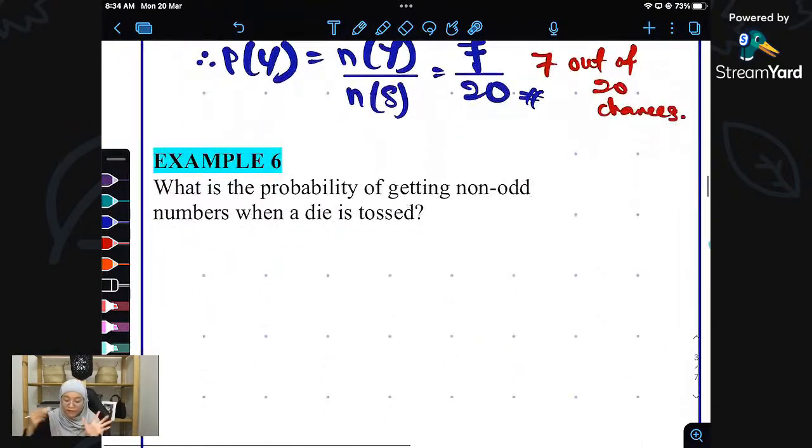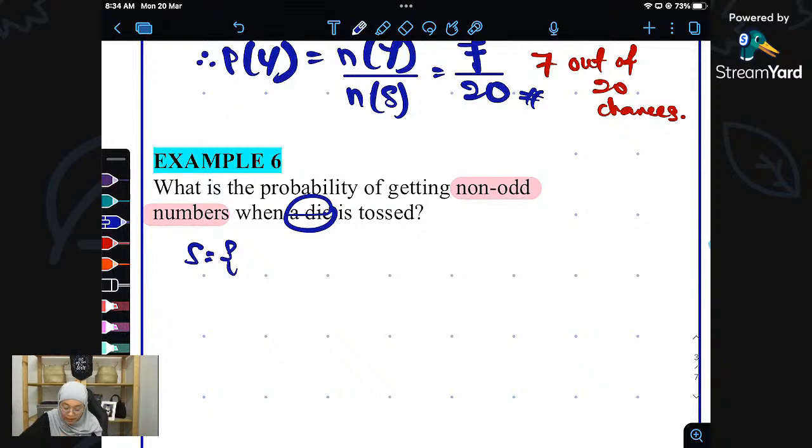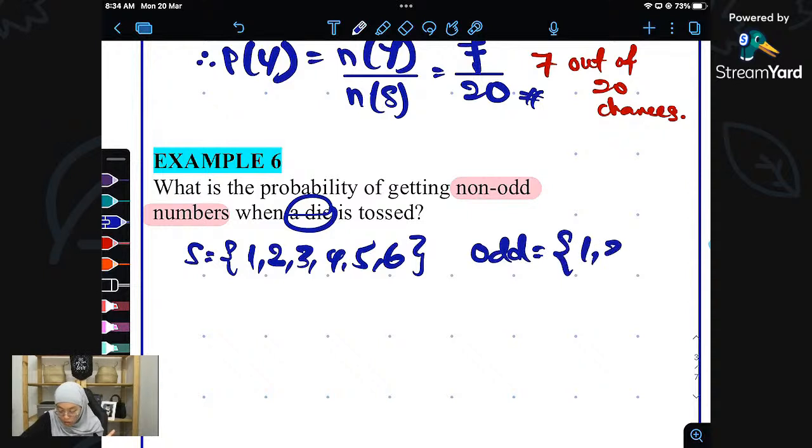What is the probability of getting non-odd numbers? Oh, this is so interesting. It says non-odd numbers, but we do know odd numbers of a die. In fact, a die, okay, let's write down the sample space. A die has faces 1, 2, 3, 4, 5, and 6. And then we also know the odd numbers are just 1, 3, and 5, right? So you extract the information first as your first step, and then you give it a name.